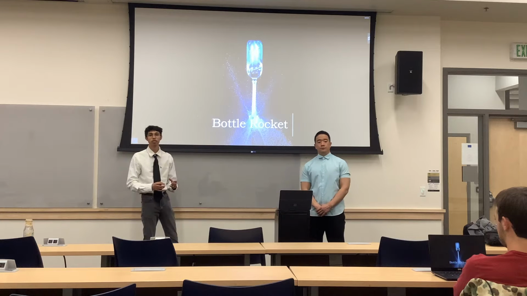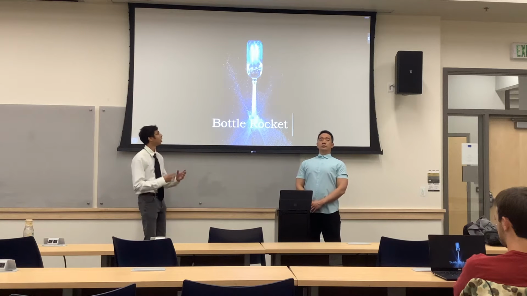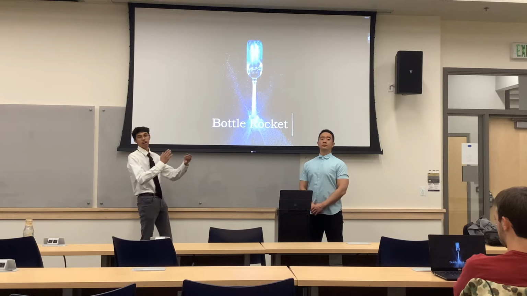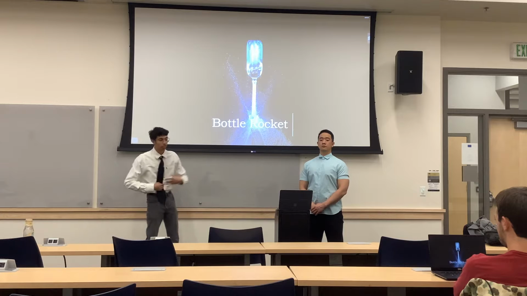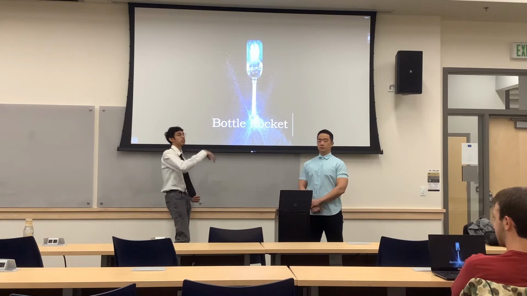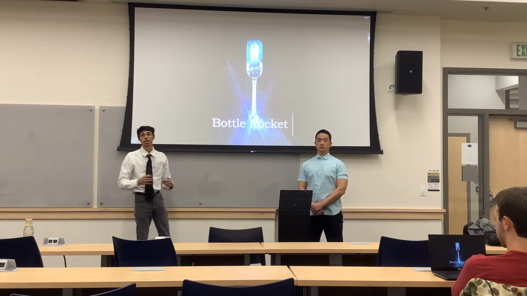It's essentially a 2-liter bottle that is filled with water, and this is set up on a launch stand such that when the launch stand rods are unlocked, the rocket is going to launch off the stands and produce a large amount of thrust, and that's going to give us a nice bottle rocket trajectory.